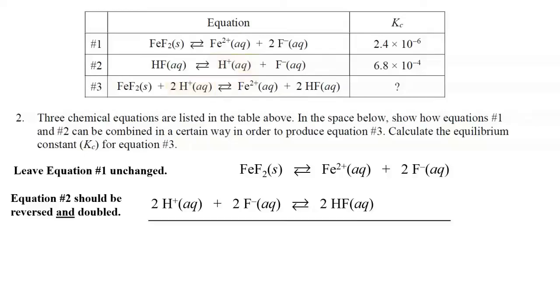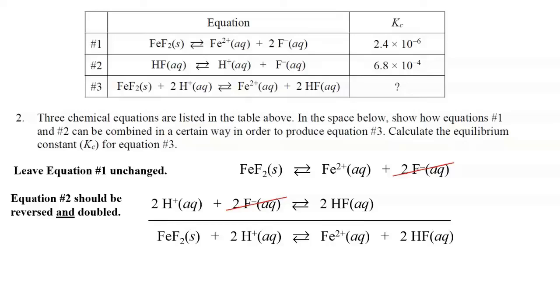When these two equations are now added together, I see 2F- on the left and 2F- on the right, so I can cross those species out on both sides of the equation because they're identical. And when I add these two equations together, I will get FeF2 plus 2H+ to produce Fe2+ plus 2HF. It's exactly what equation 3 looks like.